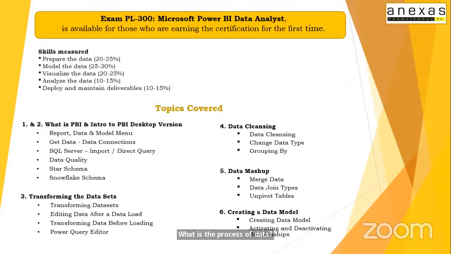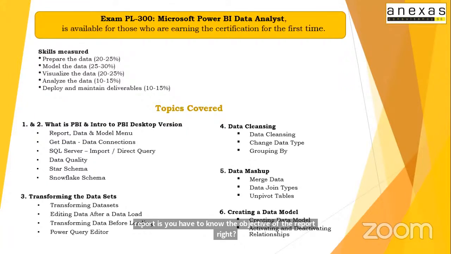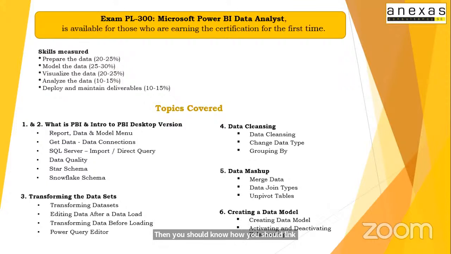What is the process of data to start working with? The first thing when you get a report is you have to know the objective of the report, right? Then you should know how you should link the data, which parameters you have to link, and which ones should not be connected. So all these things will be explained to you, and I'll go through that.